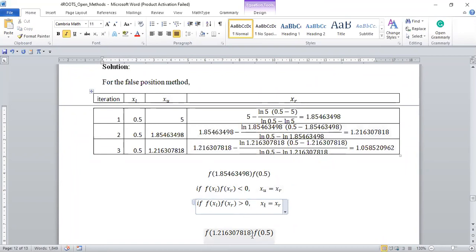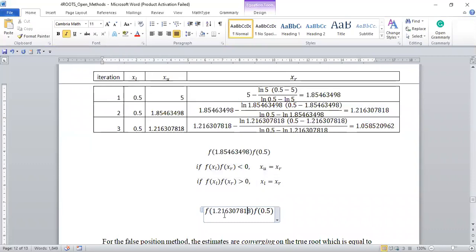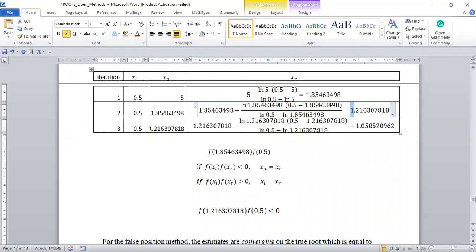If you do this evaluation, you will see that it's less than 0. Sorry, I didn't do it, I just skipped that step. After the class, you can just try it for yourself. You will see that it's less than 0. And since it's less than 0, you replace the upper limit with xr, the xr we just calculated, and we leave the lower limit. You keep on doing that. Now you have a new root.